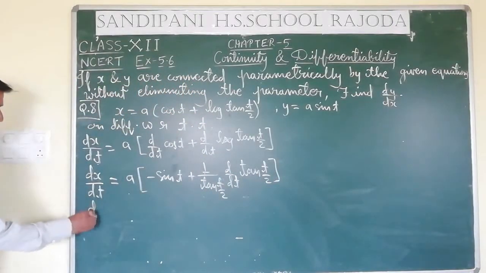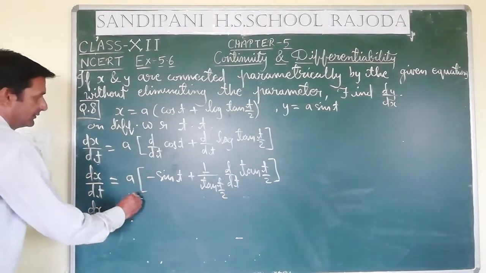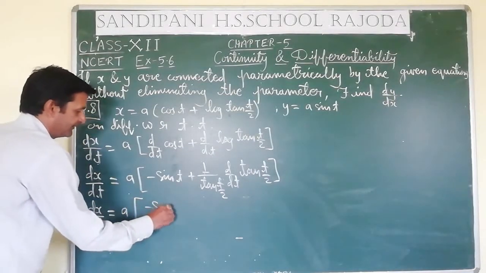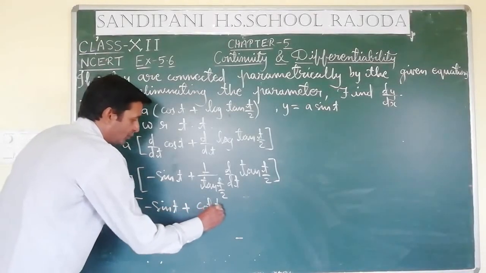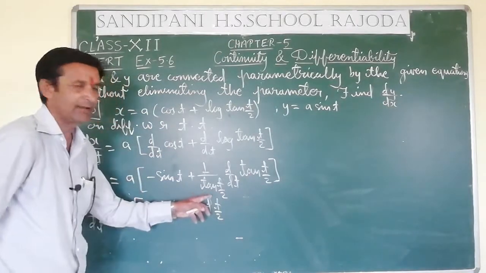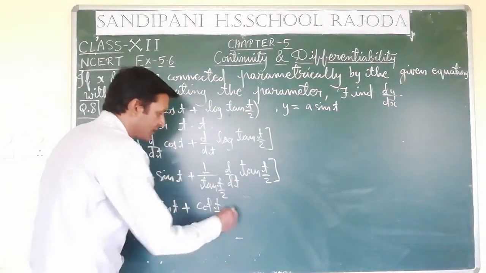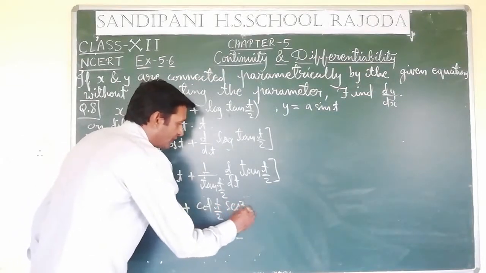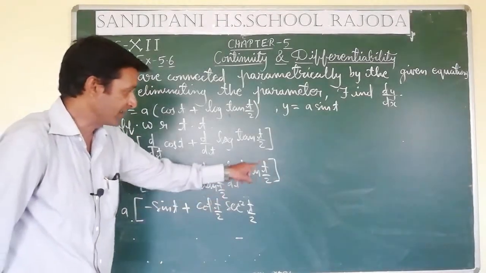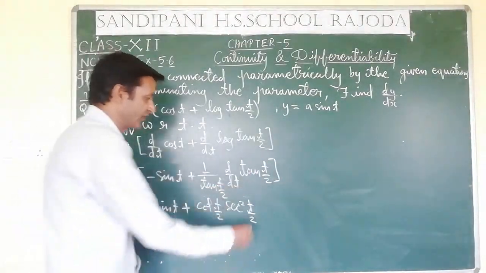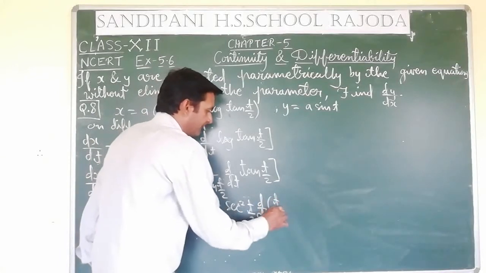Now dx by dt is equal to a in bracket minus sin t plus, we may write here cot t by 2, because 1 upon tan t by 2 is cot t by 2, and differentiation of tan t by 2 is sec square t by 2. Differentiation of tan x is sec square x, but in place of x, t by 2 is there, so we have to differentiate t by 2 also. So d by dt of t by 2 again.